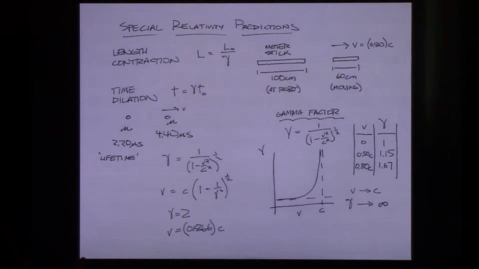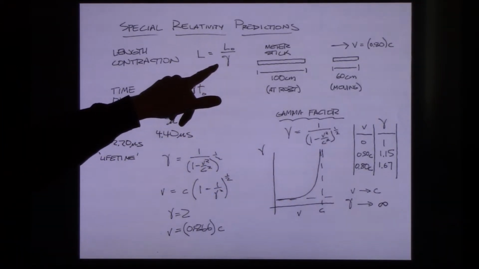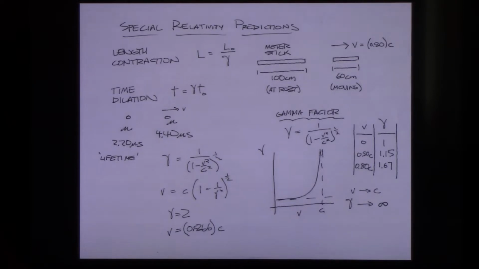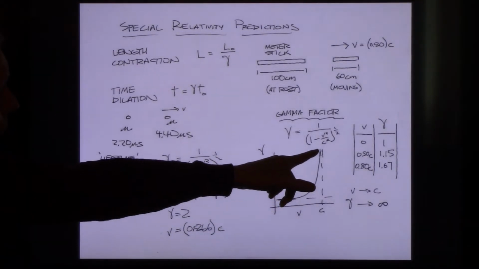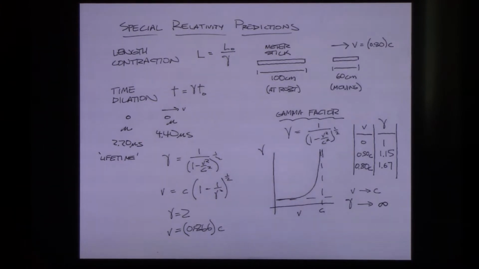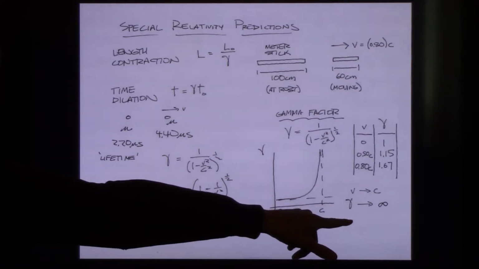You know, at everyday speeds, all of the speeds we're used to, gamma is essentially 1, and this length contraction effect just doesn't show up. It's not very noticeable. We would have to do really careful measurements to pick it up. But as the objects go faster and faster, the length contraction effect becomes quite noticeable, and as you actually approach c, gamma goes to infinity.